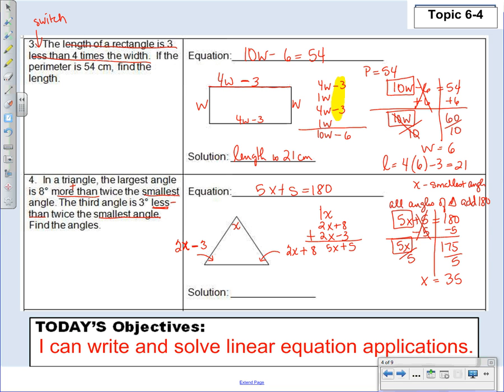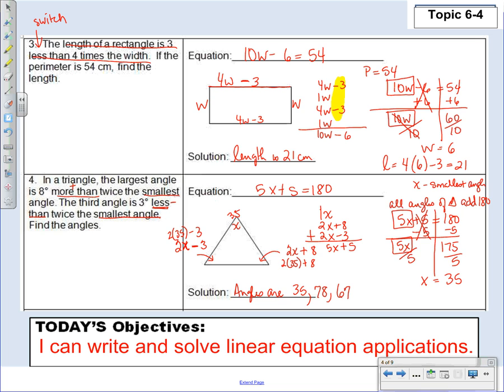Last step is to answer the question. So that means we need to find our angles. One of the angles is 35. We're plugging that back in. That's our smallest. Then we get 2 times 35 plus 8. Well, 2 times 35 is 70, plus 8 is 78. And then the last one, 2 times 35, again 70, minus 3 gives you 67. So our answer is 35, 78, 67. Those are our angles.